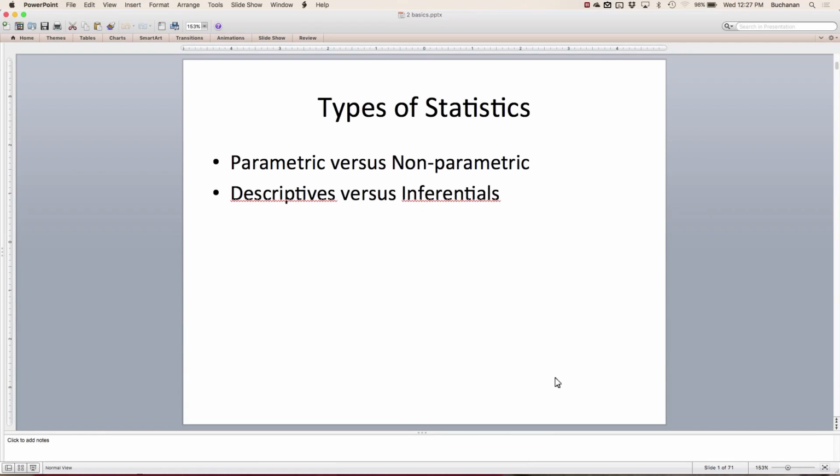So we're going to do basic stats. Just to start, there's a couple different types of statistics. We're going to do a very brief non-parametric versus parametric description. Most everything we're going to do in this class is parametric. Then descriptives versus inferentials, and then head first into R and descriptives.